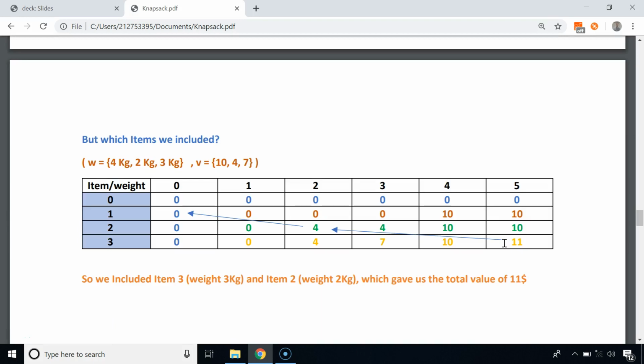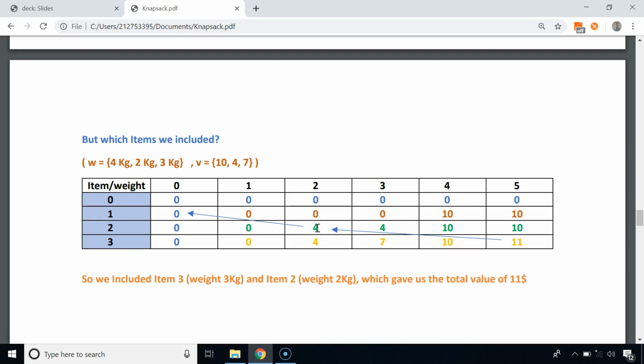Now let's see how to know which items we included. So we will start with the last cell and we will compare it with the cell above. Now these two values are different. It means we included the third item. Now we will go 1 row above and 3 columns back. Now why 3 columns back? Because the weight of the third item is 3 kg.